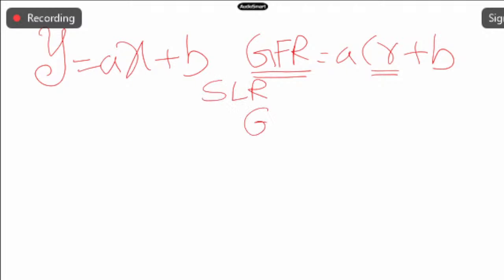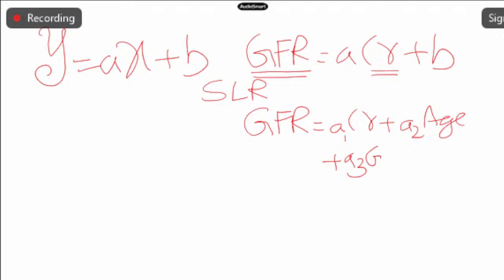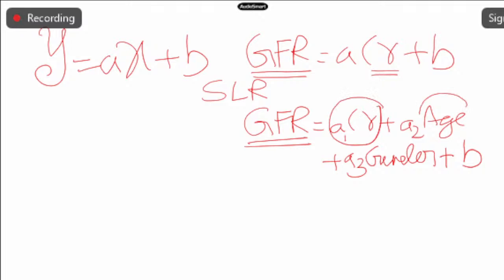Now, if you want to find out the effect of not only creatinine, but also age, probably also gender, etc., or race on GFR, the dependent variable is continuous, but there is more than one independent predictor variable. Then we do what is called multiple regression, multiple linear regression.